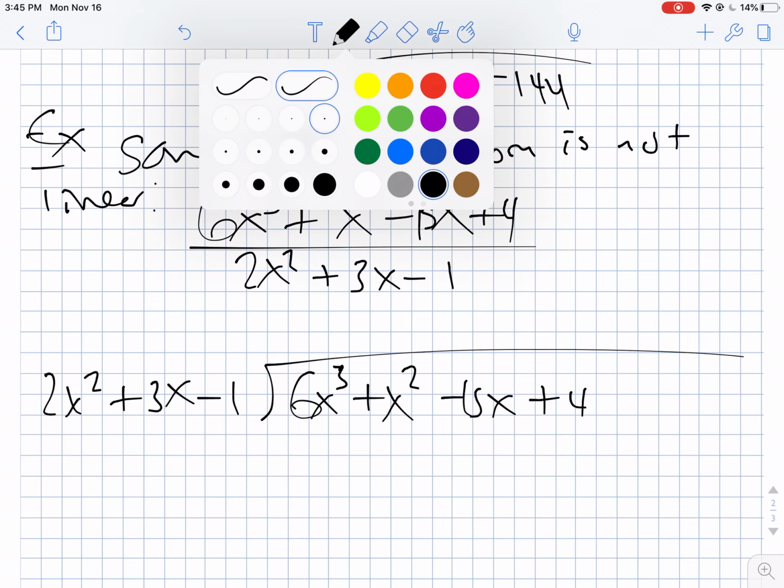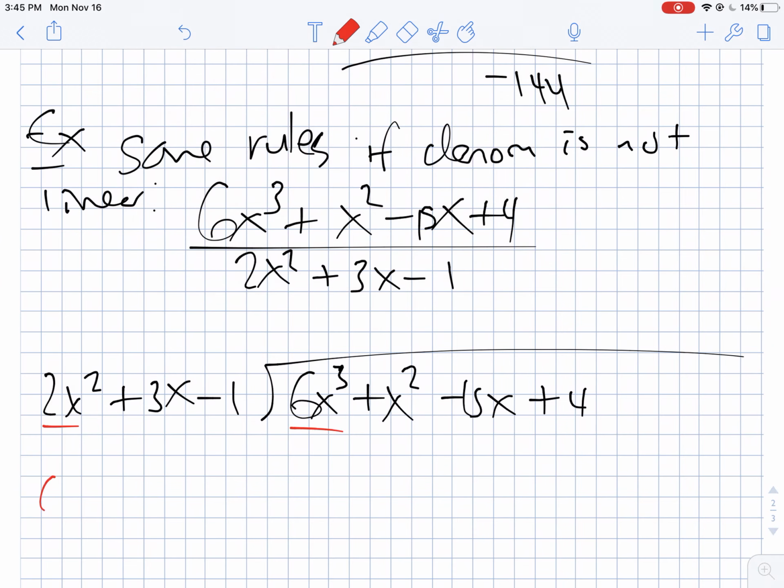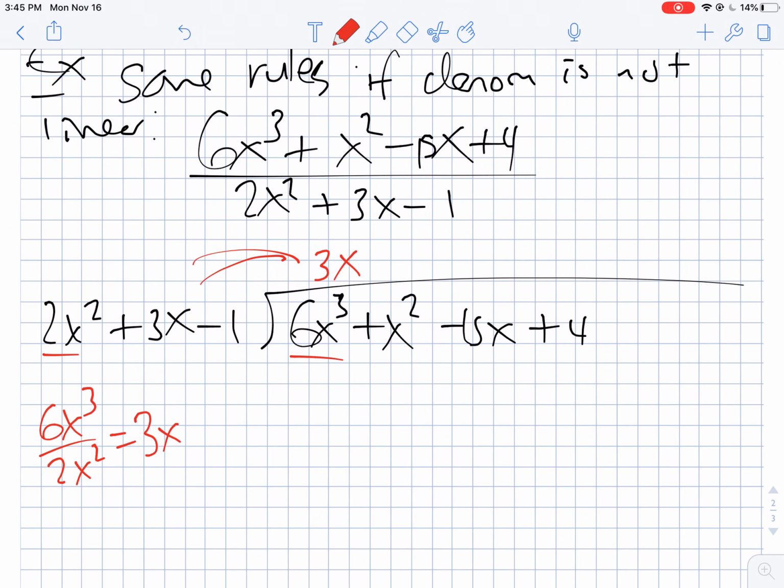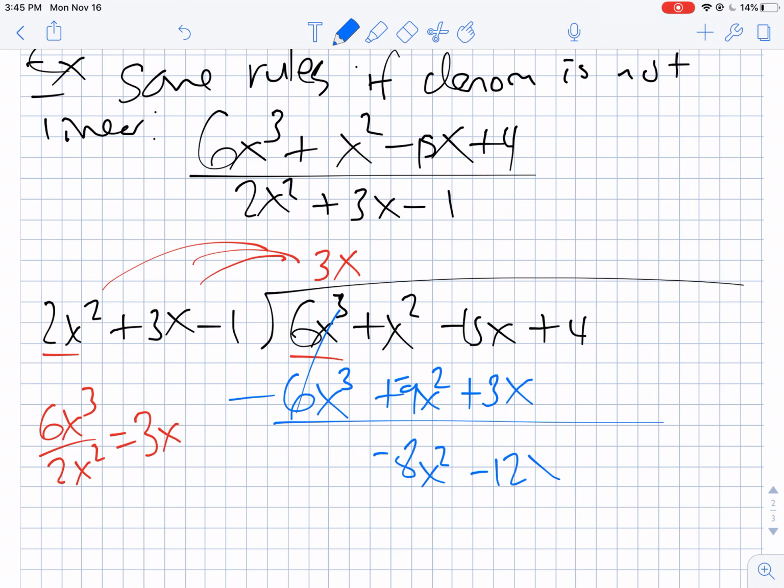Okay, so let's see. I'm going to divide in just the first term. So I'll do 6x cubed over 2x squared. That simplifies to just be a 3 and then an x. I'll put a 3x on top. So I'll multiply down the 3x to everybody. So when I multiply that down, I'm going to get 6x to the third, and then plus 9x squared, and then that's minus a 3x. Okay. And then when we work this out, we subtract, we add or whatever. So, okay, these cancel. So we get negative 8x squared minus 12x plus 4.